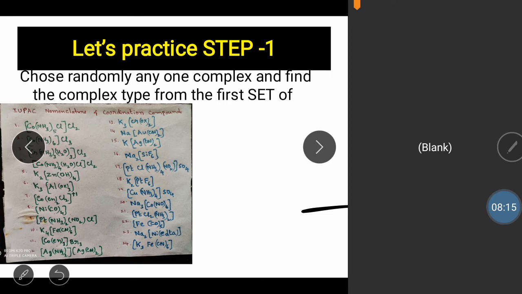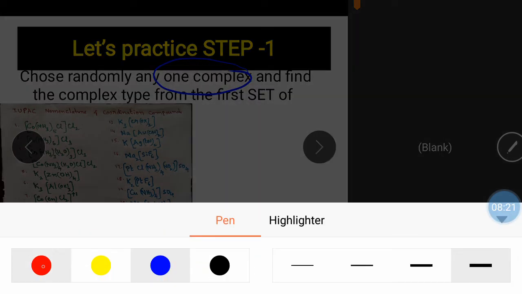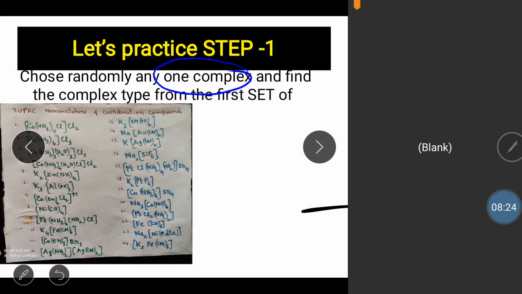I want you guys to choose any one complex randomly and try to find what complex it is. I would choose example 9, question number 9 I'm doing here. If you see question number 9, everything is in the square bracket, meaning nothing will be ionized, no ions are coming. So this must be a neutral complex.